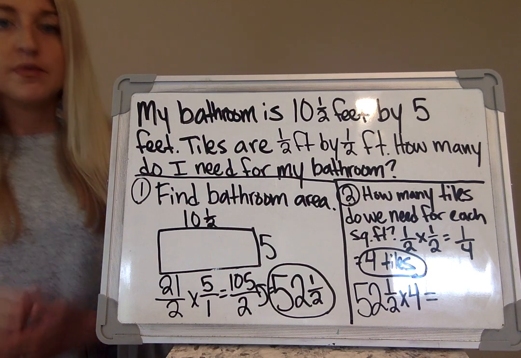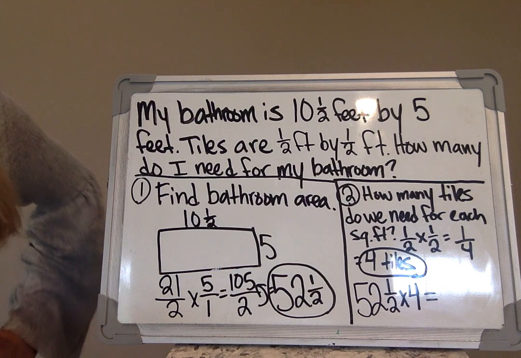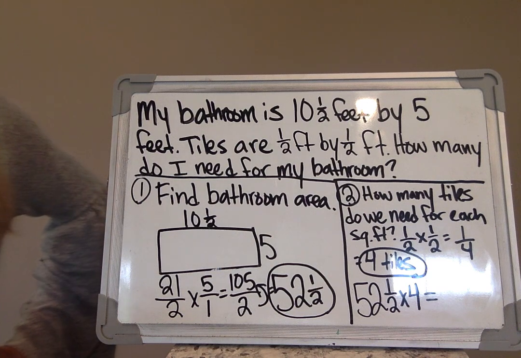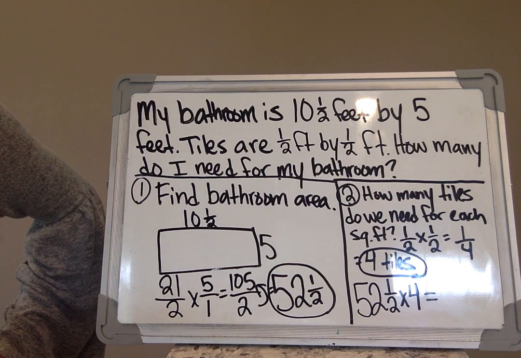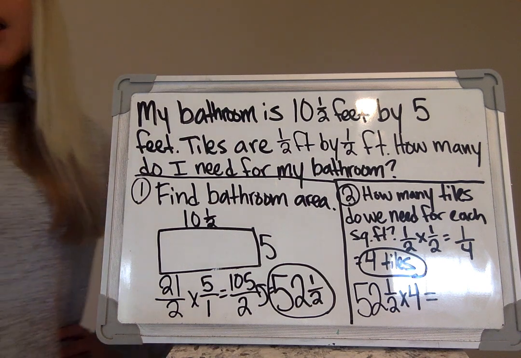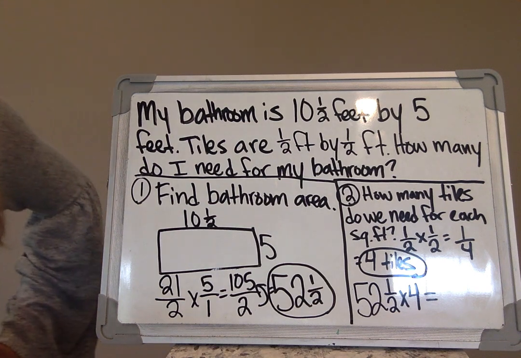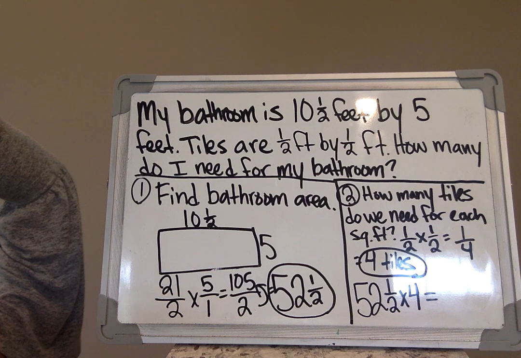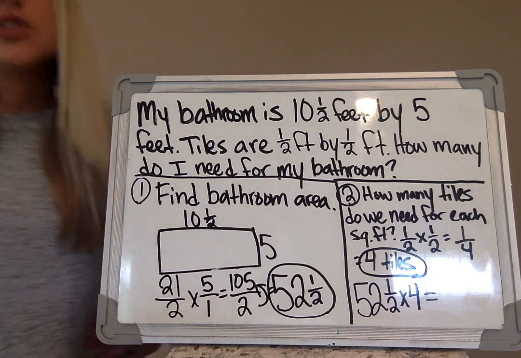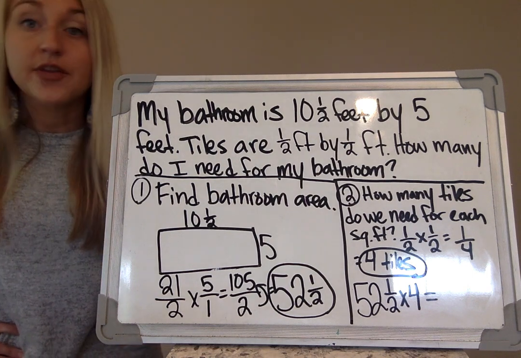Let's look at our problem. My bathroom is 10.5 feet by 5 feet. The tiles that I want to put in my bathroom are 1/2 foot by 1/2 foot. How many tiles do I need for my bathroom?